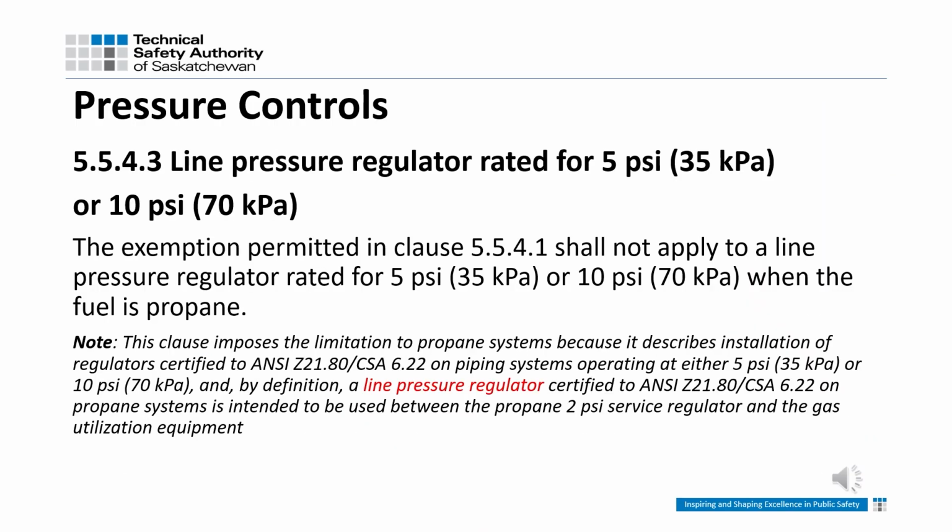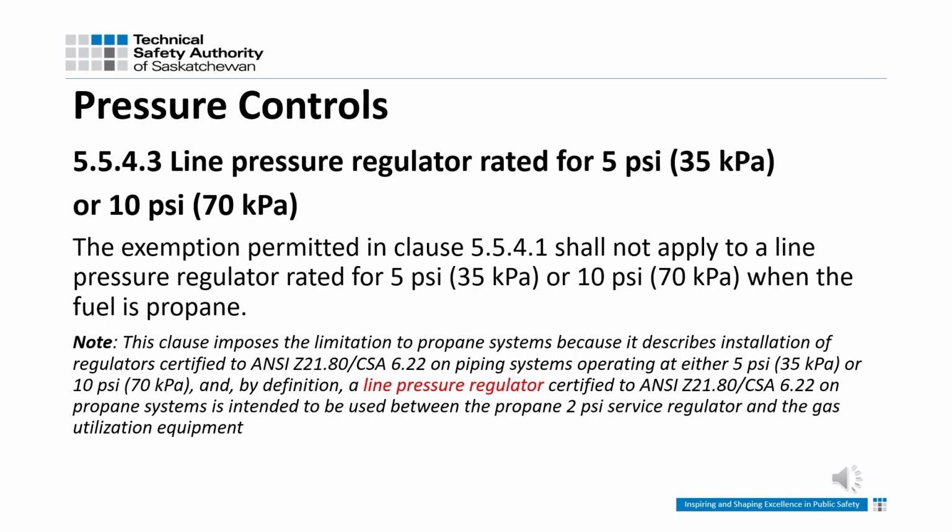5543, line pressure regulator rated for 5 or 10 psi. The exemption permitted in Clause 5541 shall not apply to line pressure regulators for 5 psi or 10 psi when the fuel is propane.